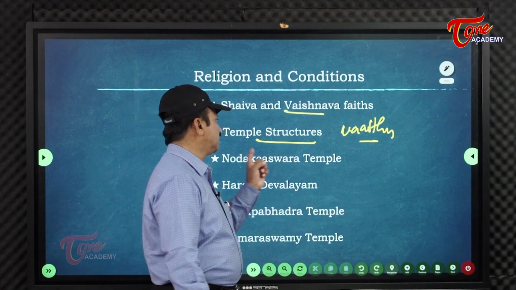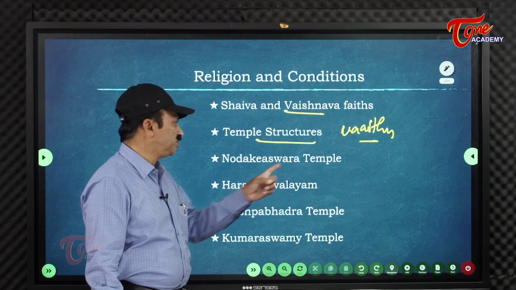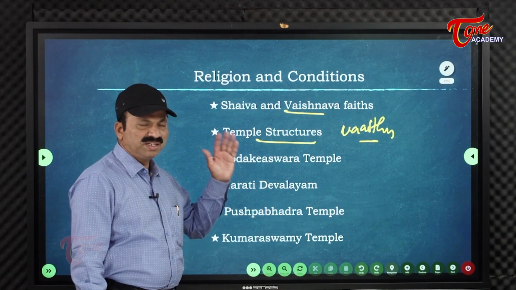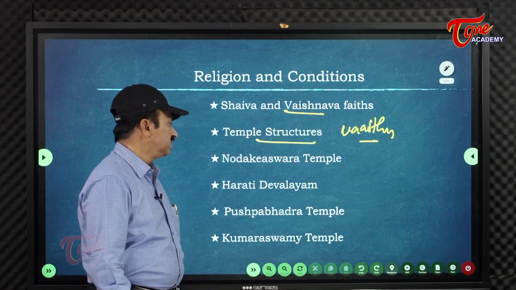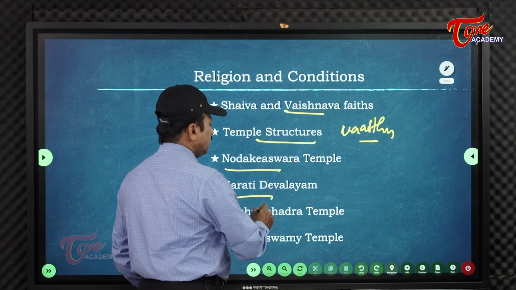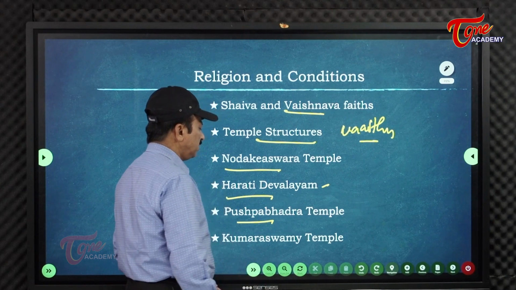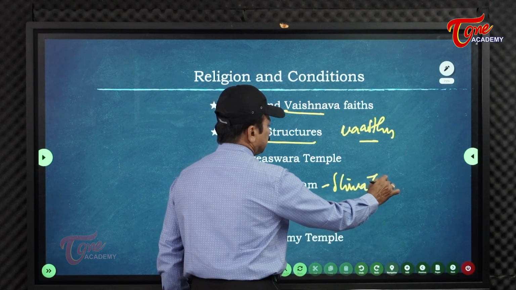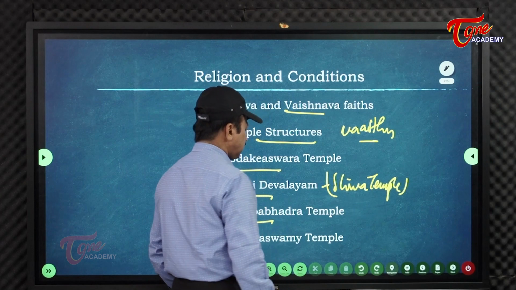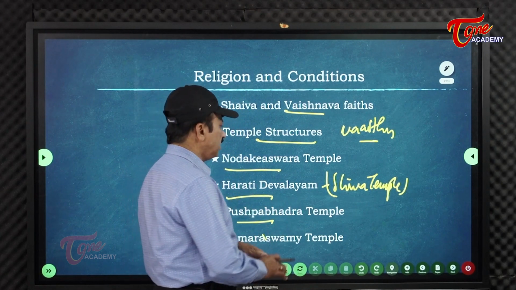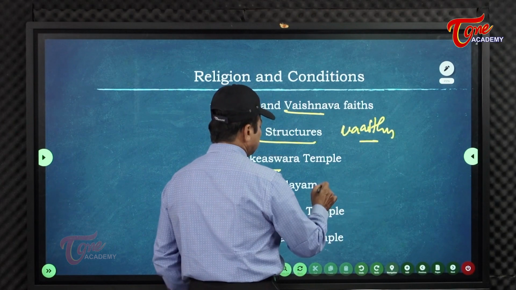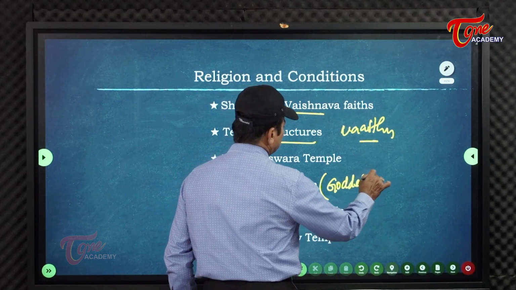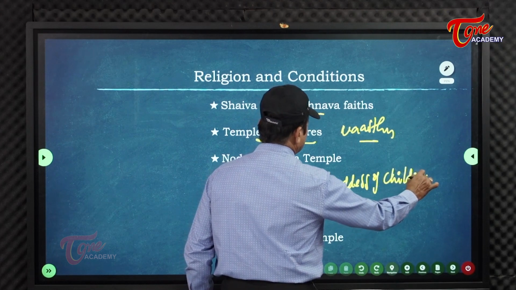Temple structures developed according to Vastu only. Nodakeshwara temple is one, Hariti temple, Pushpabhadra Swami temple, and Kumara Swami temple, which was established by the first ruler only. Pushpabhadra Swami temple is a Shiva temple. Hariti temple is for the goddess of children.